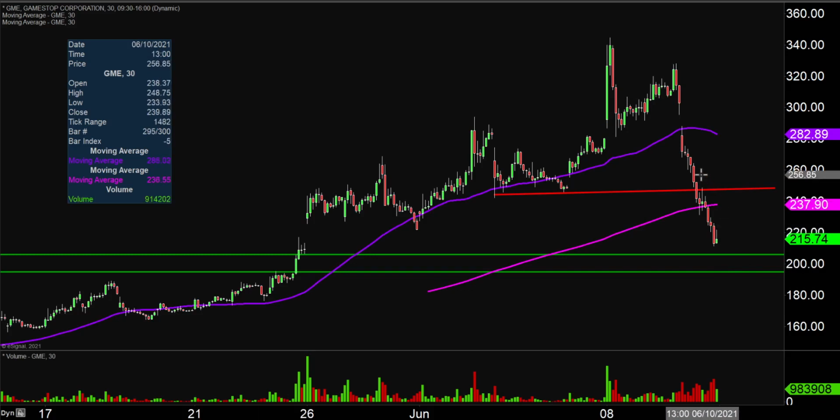And then I already talked about the areas of resistance. So headed into Friday, these are going to be the main technical levels to keep an eye on. So let's see how this one decides to close out the week.